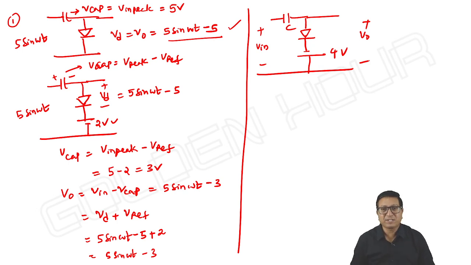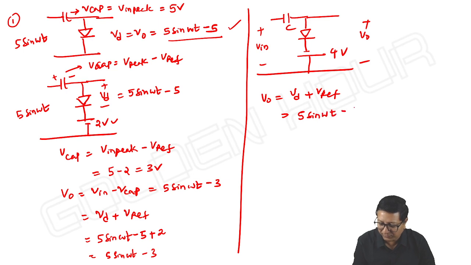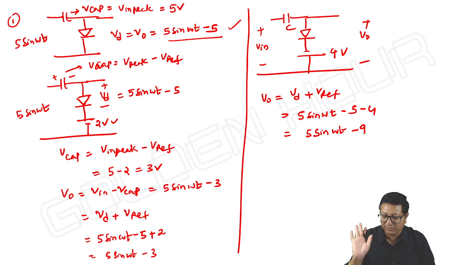And to what level the capacitor will charge? Simply speaking, what is the output? V output is equal to Vd plus V reference. And what is Vd expected output? Vd is 5 sine omega t minus 5. And what is the reference voltage? Minus 4. Sorry, not minus 9. So the final answer is 5 sine omega t minus 9. That's the answer.